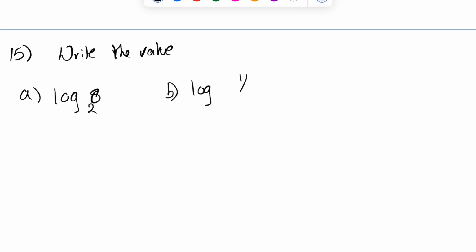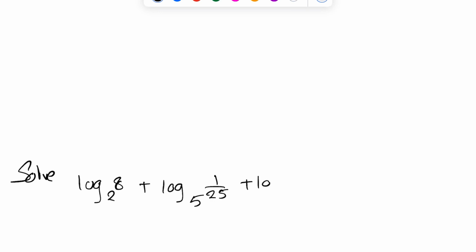Write the value of, first, log 8 to the base 2, log 1 upon 25 to the base 5, and log 3 to the base 9. After that, once I solve it, hence solve log 8 to the base 2 plus log 1 upon 25 to the base 5 plus log 3 to the base 9 equals log x to the base 16.